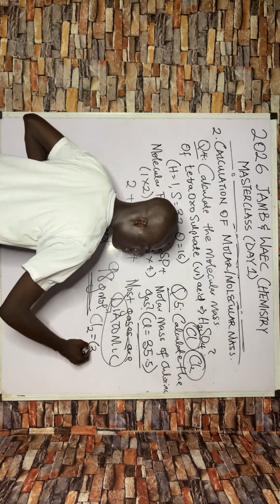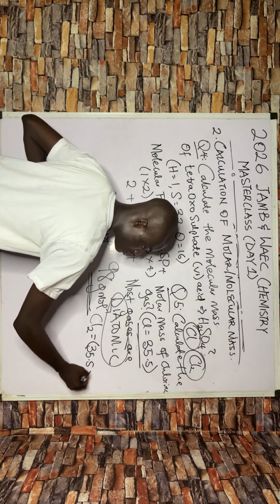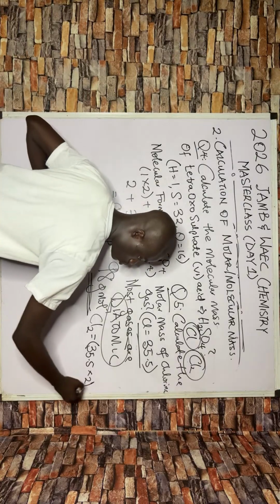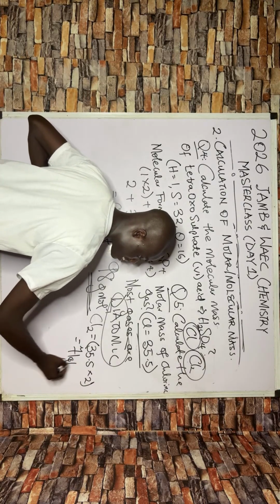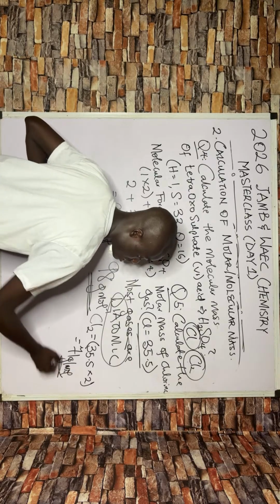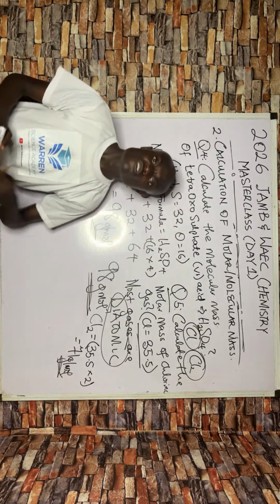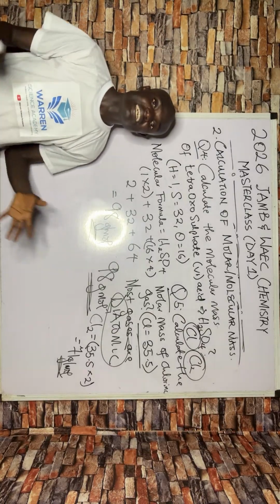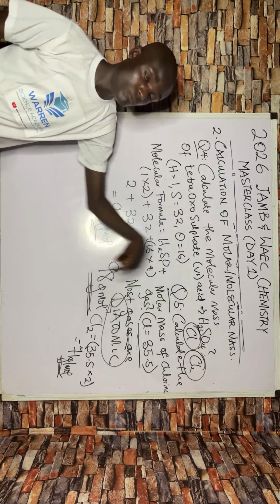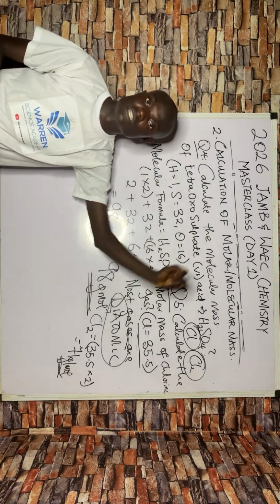So it's going to be 35.5 times the number of atoms, which we have here as 2. And when we add up, this is going to give us 71 gram per mole. So this is the molar mass of chlorine gas. In essence, it's simply multiplying the number of atoms you have times their relative atomic mass.